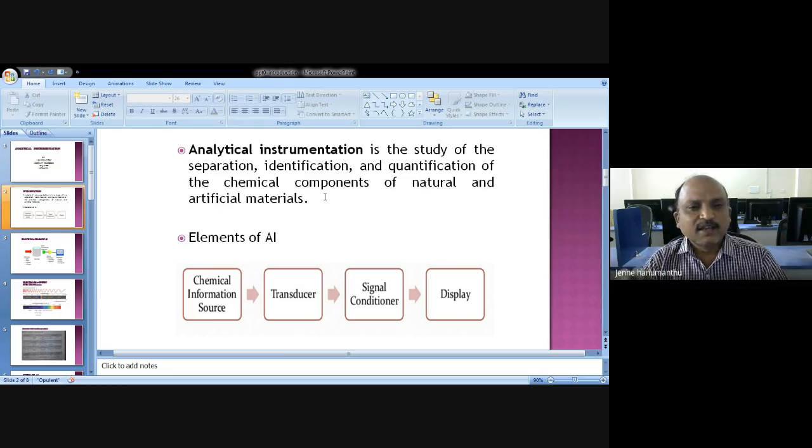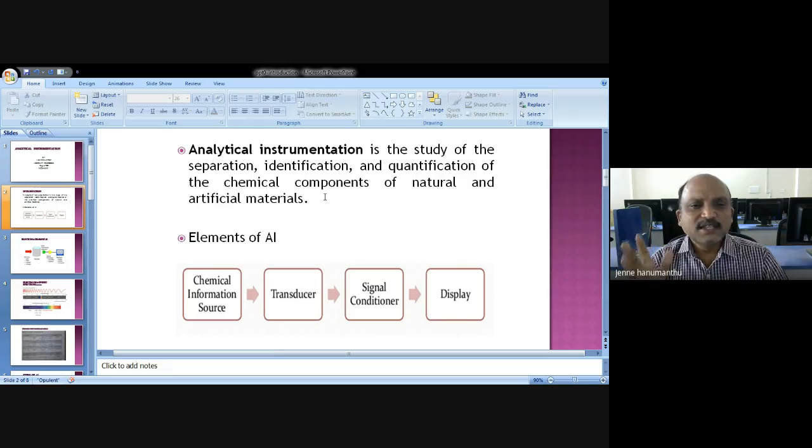Fine. Then what is the block diagram? What are the elements available in analytical instrumentation? Generally, you are familiar with the concept of a transducer, isn't it? Everywhere in instrumentation, you have to imagine that there is a transducer and a signal conditioner, no doubt. In any instrumentation, without these two blocks, there is no instrumentation.